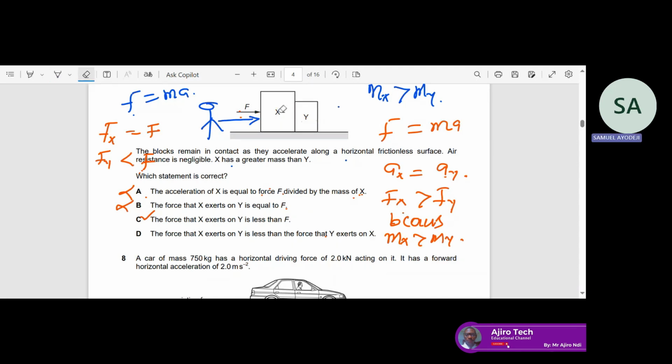The force that X exerts on Y is the force that Y will get. X will transfer force to Y, and it cannot be the whole force. Why? Because the mass of Y is less than X. So X will transfer only part of its force to Y, which means the force going to Y is less than the original force of X. Okay, let's do an example.